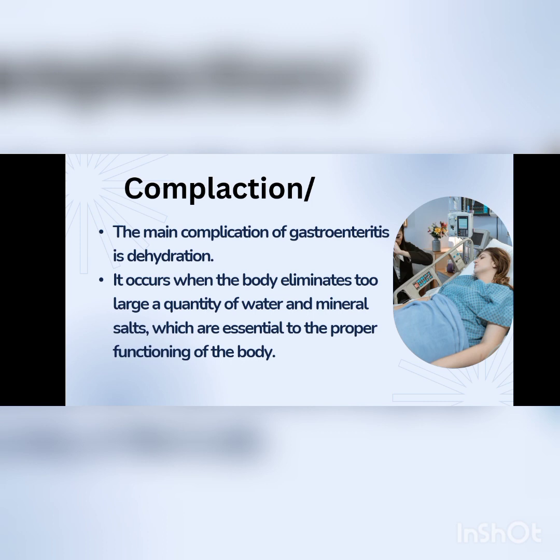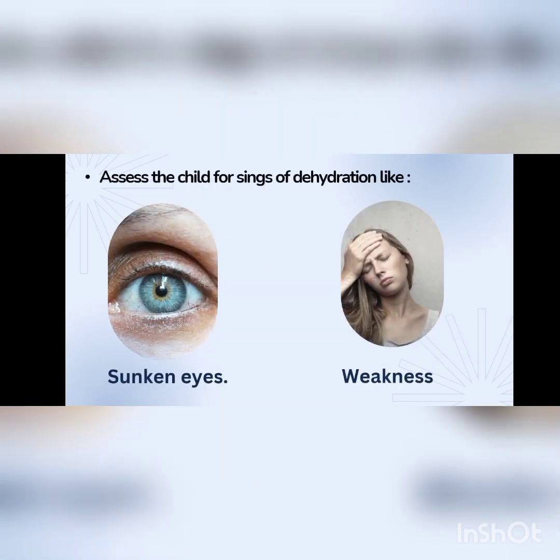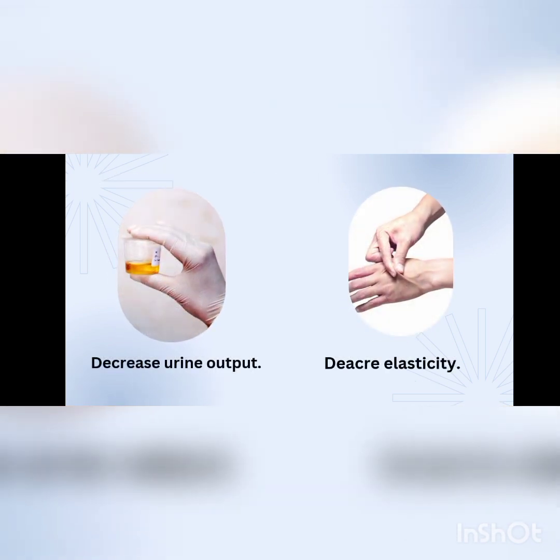This disease may develop and cause complications. The main complication of gastroenteritis is dehydration. It occurs when the body eliminates too large a quantity of water and mineral salts, which are essential to the proper function of the body. Assess the child for signs of dehydration, like sunken eyes, weakness, decreased urine output, and decreased skin elasticity.